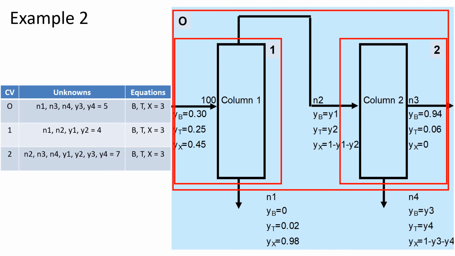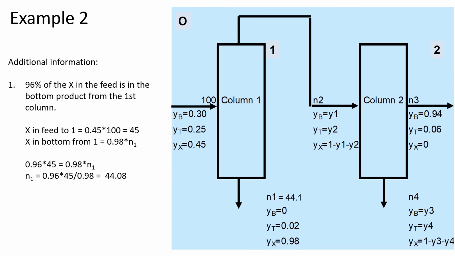If we go back and consider the procedure that we've described for solving problems, one of the very first things that we talked about was reading the problem carefully. So let's go back and reread that problem and see if there might be some additional information that we can use to reduce the unknowns for one of these control volumes. It turns out there is at least one additional piece of information, and that's that 96% of the xylene in the feed is in the bottom product from the first column.